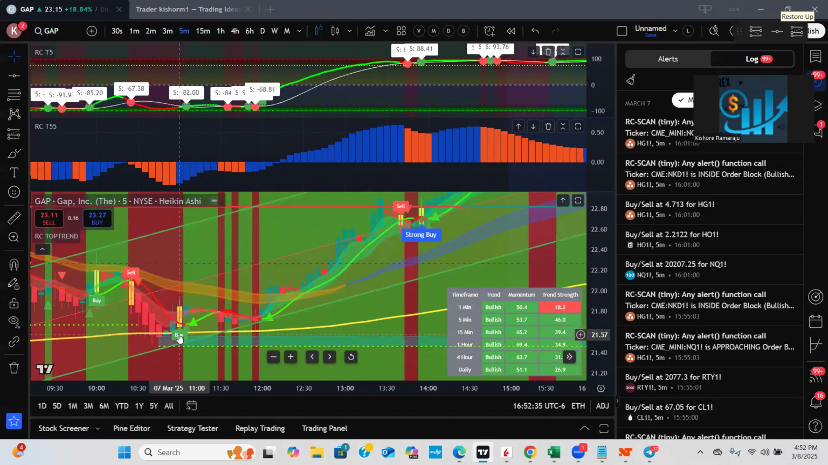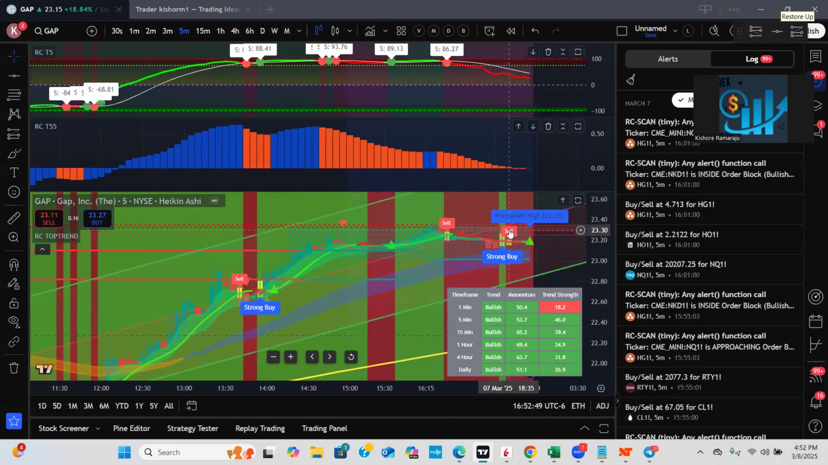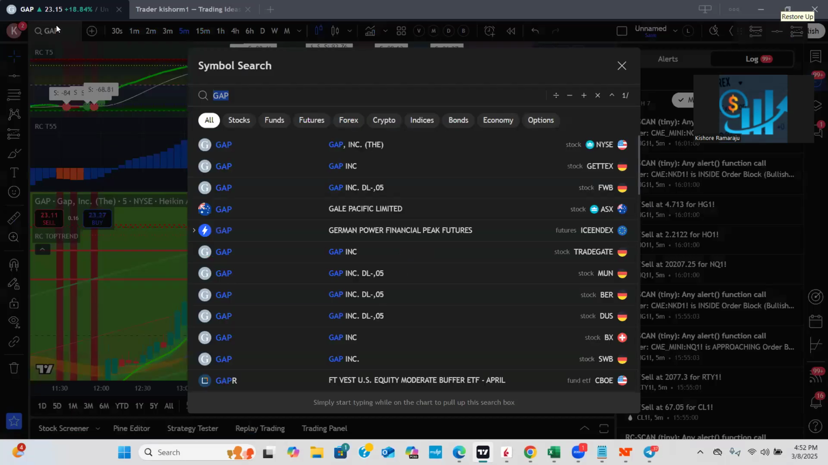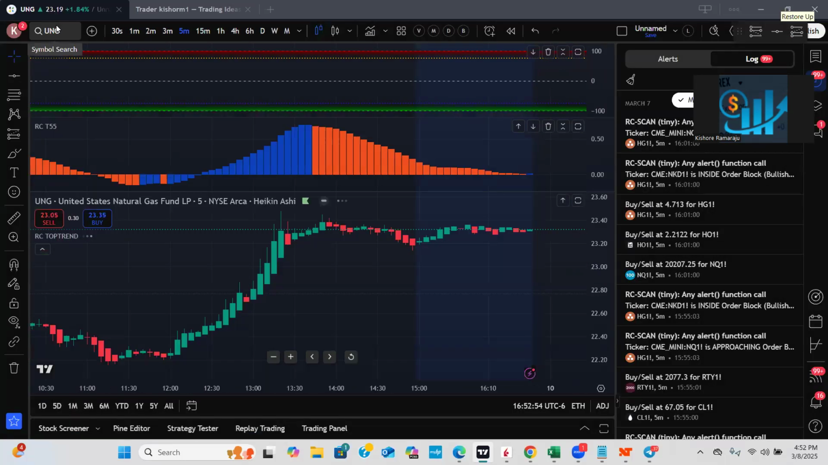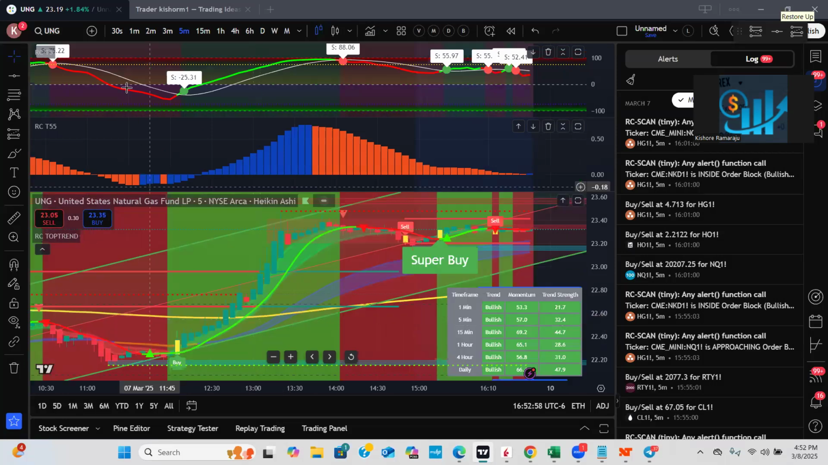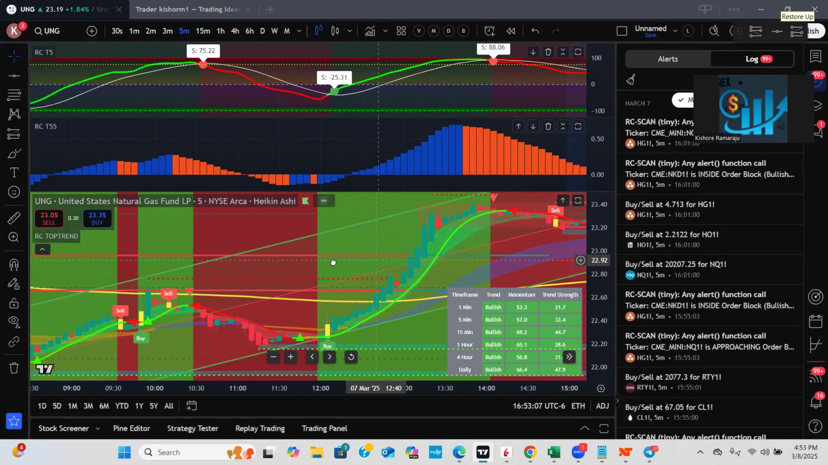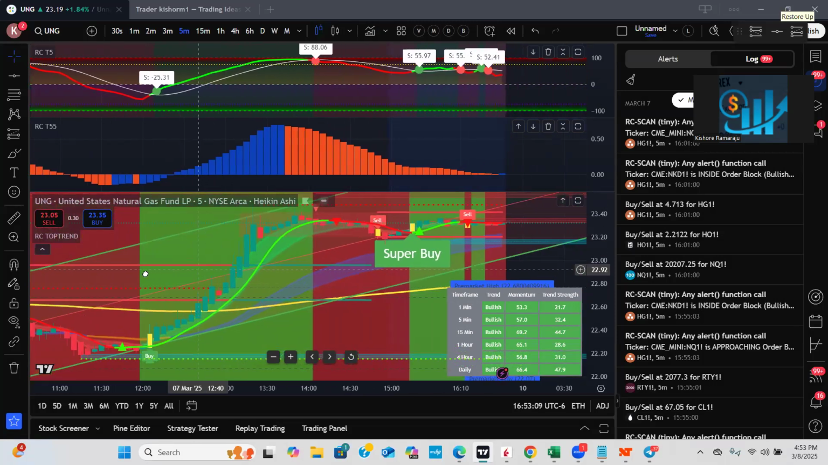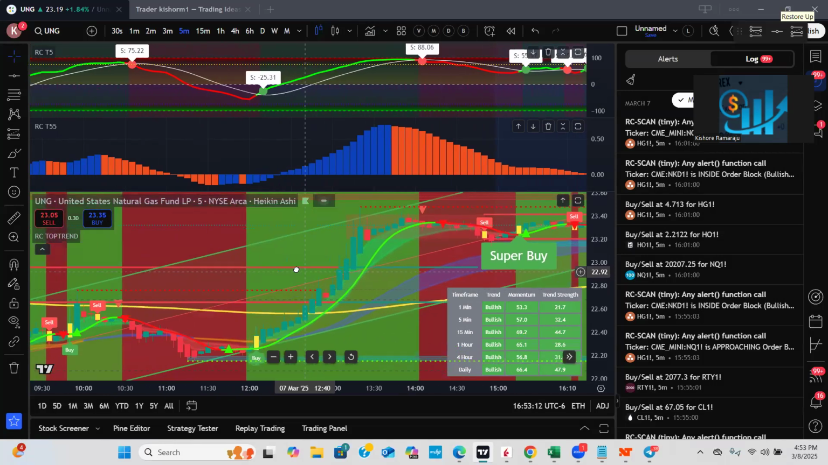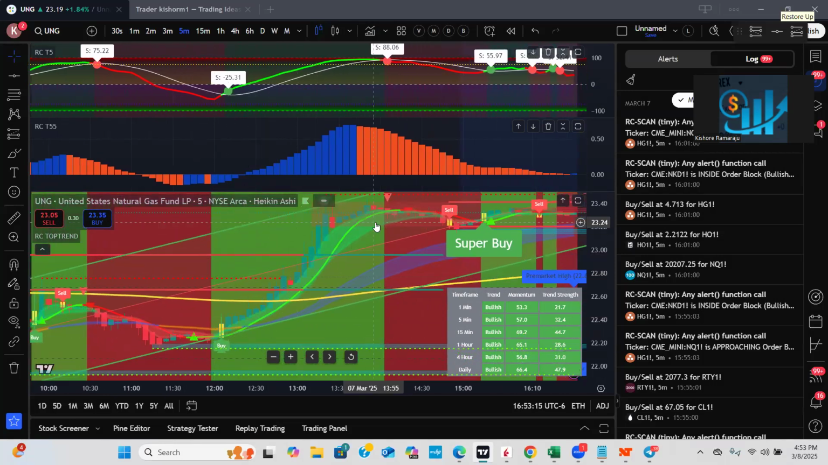So here you got a buy signal for GAP. The score is minus 82. That means it came all the way down. Then for a little bit it got consolidated, but then from $21 it moved all the way to $23.2. You can see UNG. It came all the way down nearly to minus 25 or so. Again, it also went so much higher, UNG calls.